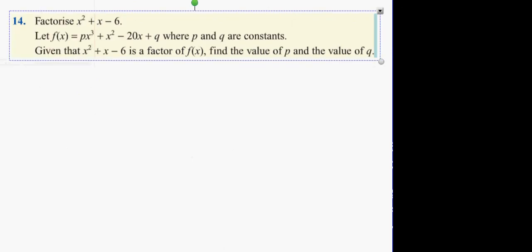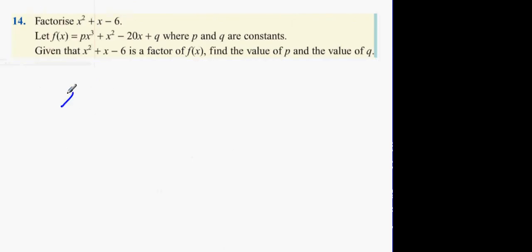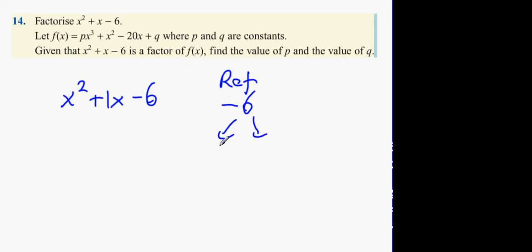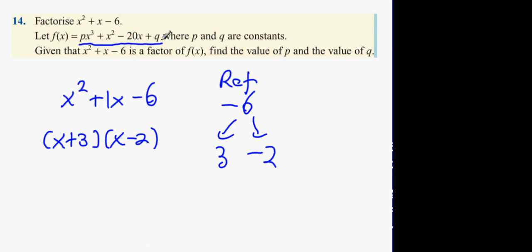Step 1, factorize x squared plus 1x, it's plus 1x minus 6. Reference number of minus 6 breaks up into plus 3 minus 2. This gives you x plus 3, x minus 2. Now, let f of x, this is a polynomial, be px cubed plus x squared minus 20x plus q. p and q are constants. This means they're normal numbers, something like 5, minus 10. Given that this is a factor of f of x, this means it divides unequally. Find the value of p and the value of q.